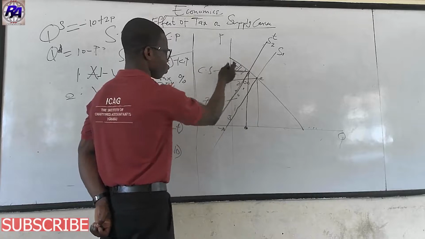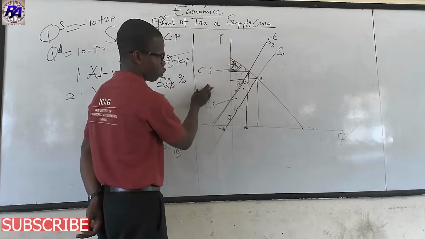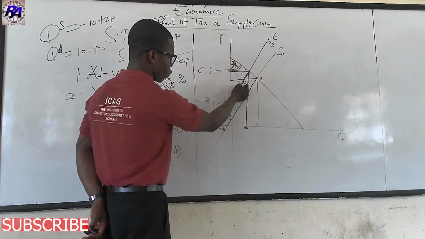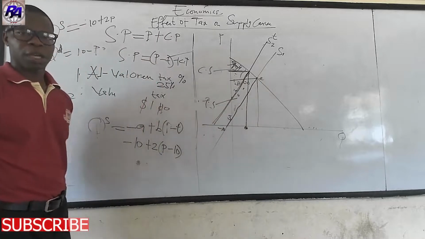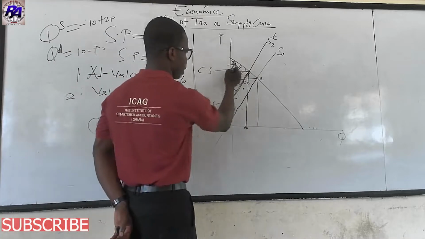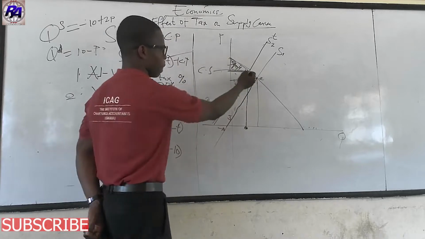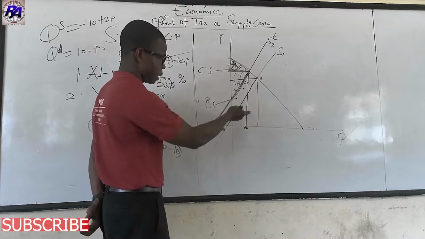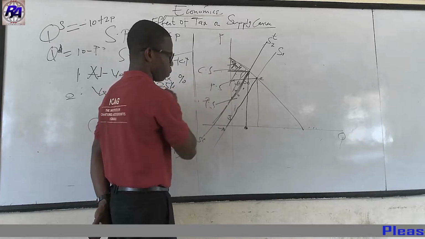So now our consumer surplus will decrease by this amount. We will have our new consumer surplus to be here, and then our new producer surplus to be this one, because of the change brought about by the tax. Don't be confused. So this place will now be our new consumer surplus, and from here, remember, after the tax, this is our curve. So all this place becomes the producer surplus.